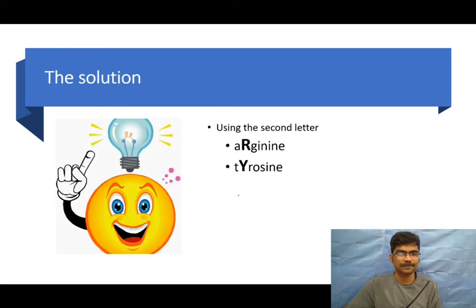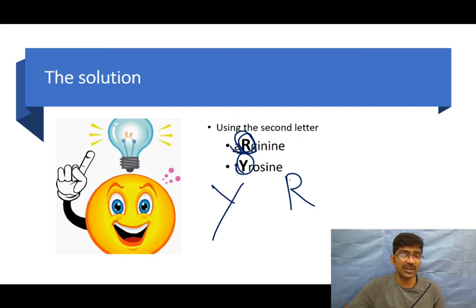We will see this. Look, for arginine, they have gone for the second letter. R is not taken by any other amino acid. There is no amino acid which begins with R, so they have gone for R. Again, for tyrosine, they have gone for the second letter because there is no amino acid which begins with Y. Are you getting my point? It's very simple, right? So Y is tyrosine. R means arginine.